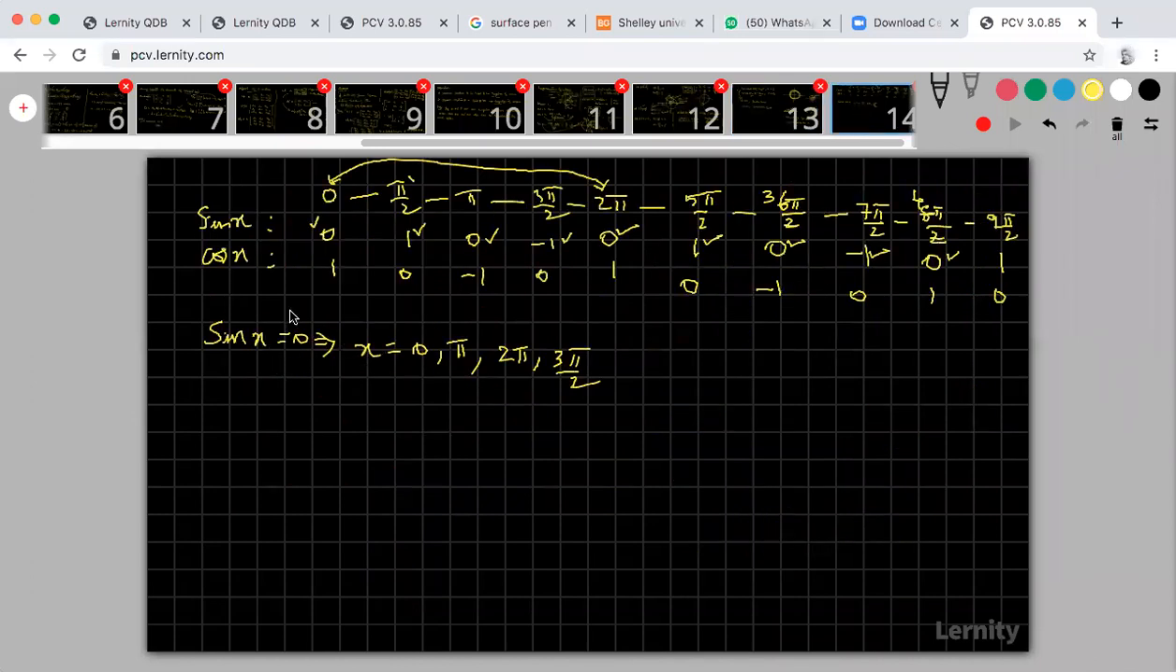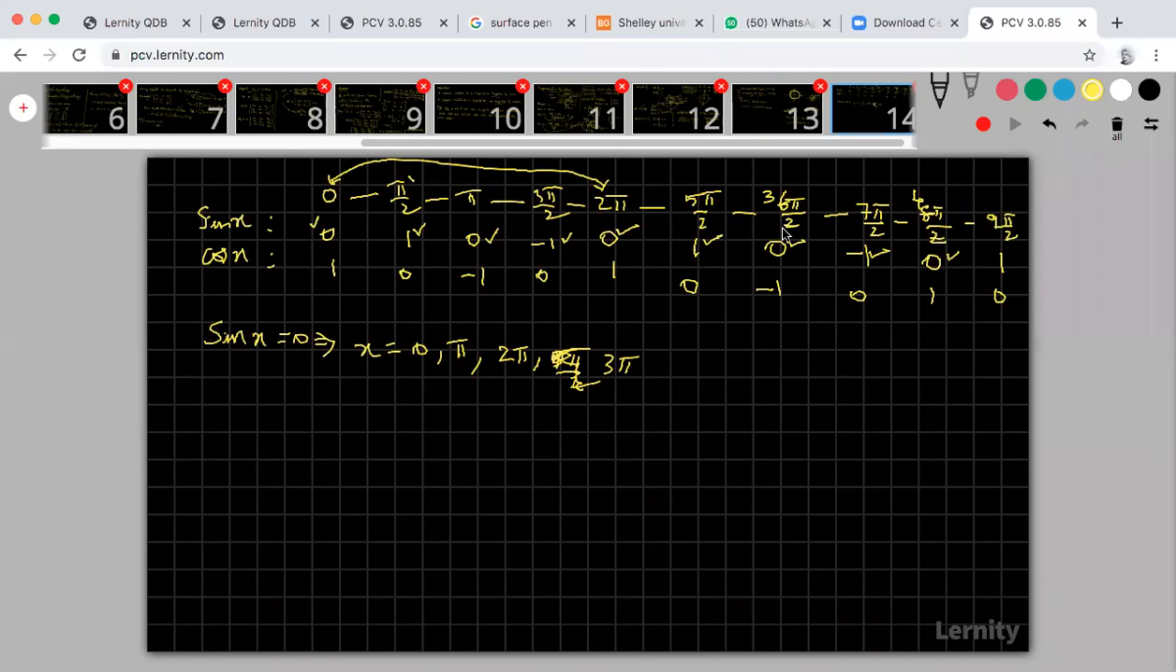Right, now come to that, sin x is 0. When x is equal to 0, sin x is 0. When x is equal to pi, sin x is 0. When x is equal to 2 pi, sin x is 0. When x is equal to 3 pi, sin x is 0. When x is equal to 4 pi, sin x is 0. When x is equal to 5 pi, sin x is 0. This is 2 pi, and this is 3 pi. This is not 3 pi by 2, this is 3 pi.